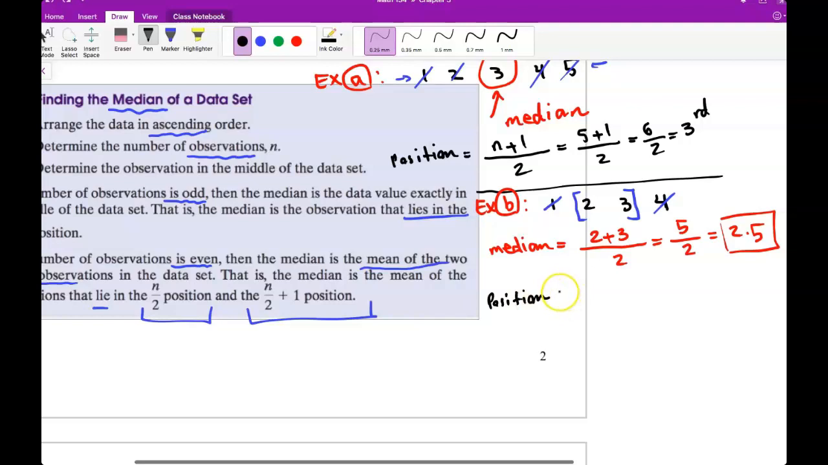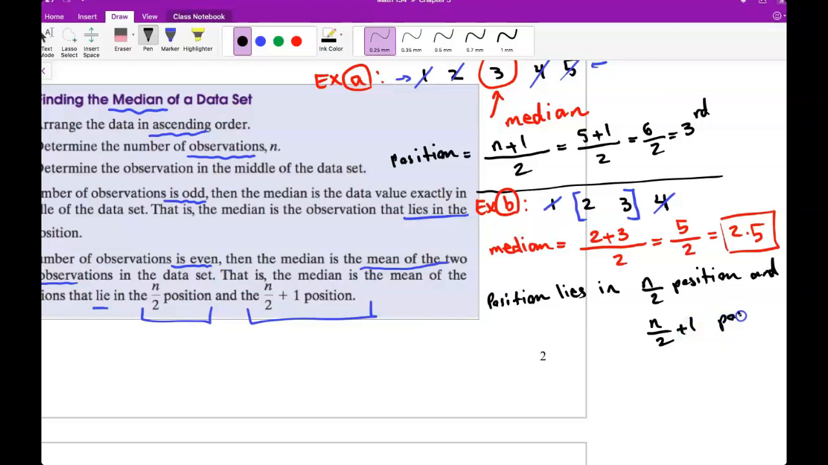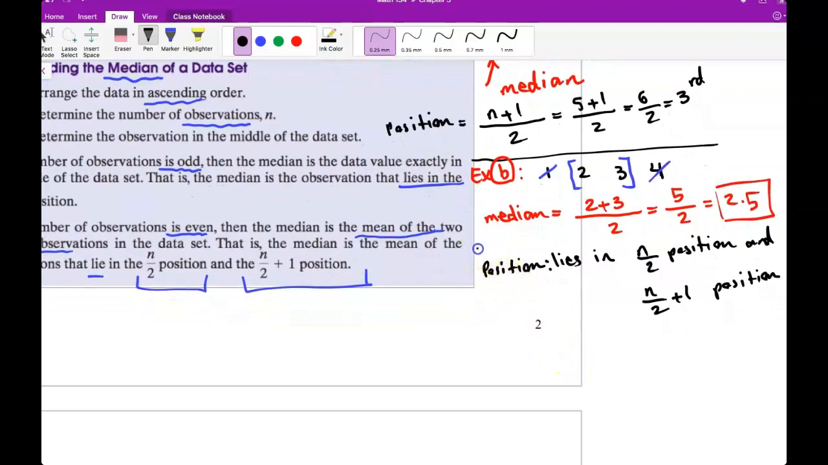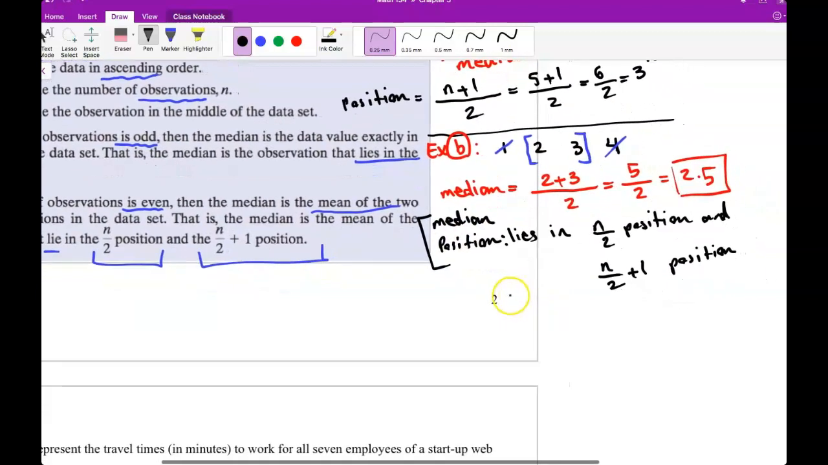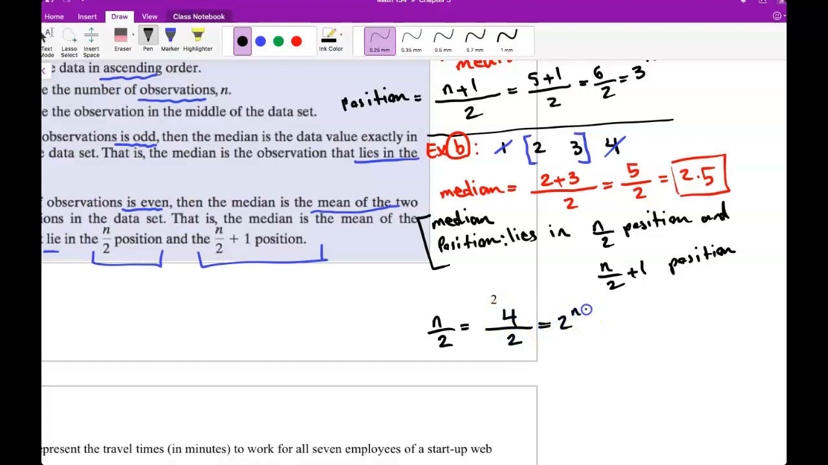So this position lies in n divided by 2 and n divided by 2 plus 1. So this is where our median is located. First, n divided by 2: our n is 1, 2, 3, 4. We have 4 numbers here. So this is second place.